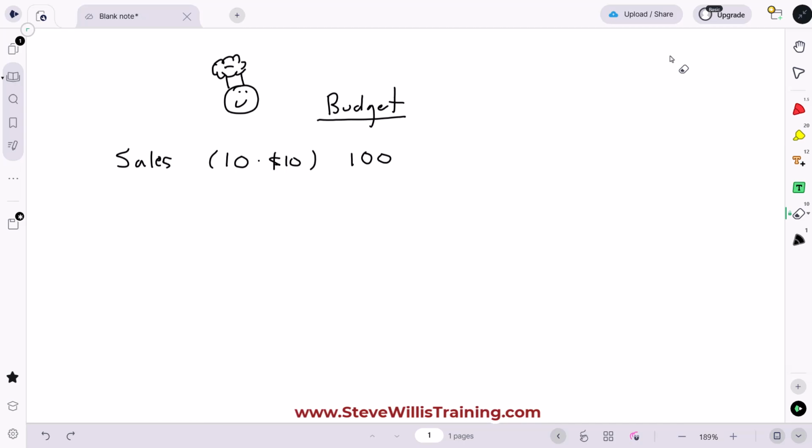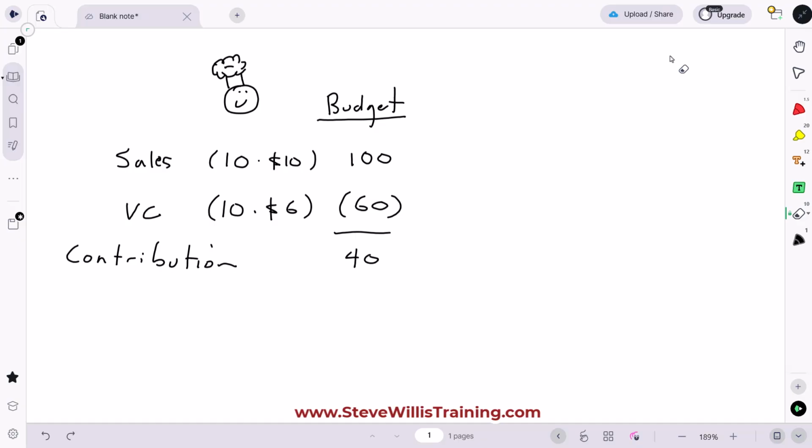I plan to sell 10 meals at $10 a meal, so my revenue will be $100. My ingredients will cost me $6 a meal, so the total variable cost will be $60. And contribution to my fixed costs and my profits, well, that's the difference between sales and variable cost, so that's $40. Then I have fixed costs of $20 a week. Maybe that's rent. And my profit then is $20 a week. Yes, I know these numbers are ridiculous. They're here just for illustrative purposes.